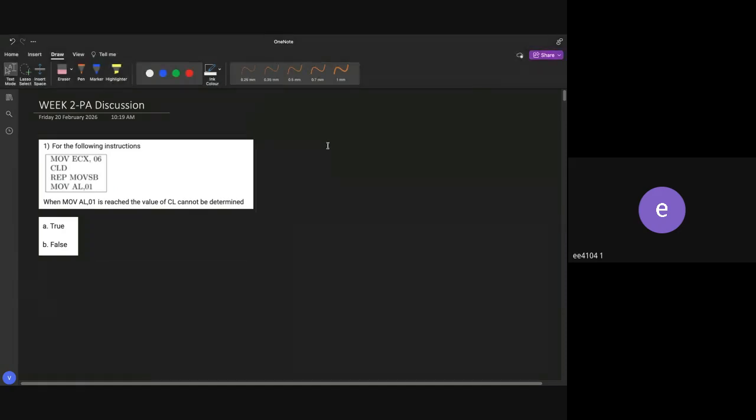Okay, let's try to solve this. We'll try to do one by one. For each line, we'll try to understand what it will do, and then we'll move forward. So the first line is move ECX, 6. So it will write 6 to the register ECX. So ECX is equal to 6.